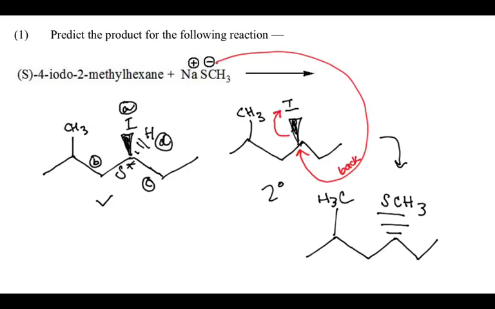It's always going to attack from the back side of the carbon-iodine bond, or of the C-X bond. Always. So does that always result in an inversion? It always results in inversion of configuration. That's what we said about SN2 reactions. But that's only the case if you have an SN2 reaction. If you have an SN1 reaction, it's not the case. Okay? We had another question.